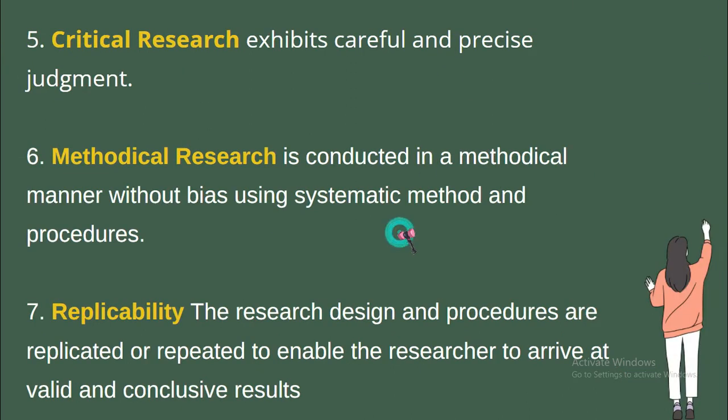Okay, next. For number five, we have the critical research. When we say critical research, it exhibits careful and precise judgment. When we say critical, this is something that we need to be extra careful about. Why? Let's say we are talking about a personal issue, let's say mental health. We are digging into the mental health of a respondent, wherein we have to dig more into his or her privacy and experiences. So we need to make sure that we are careful in getting personal information, and we also need to be careful with giving judgment.